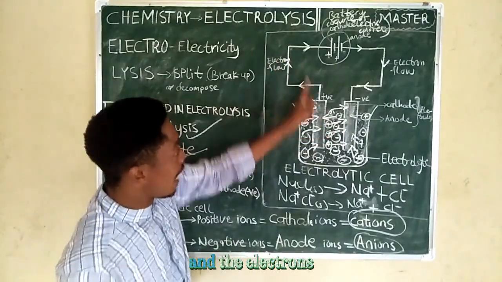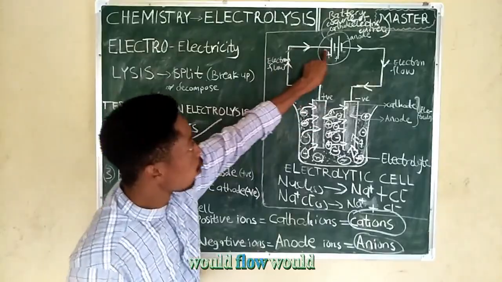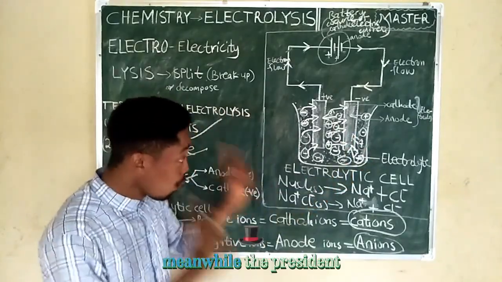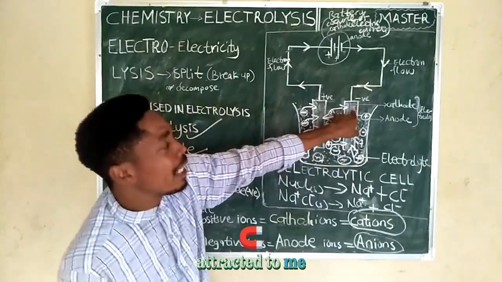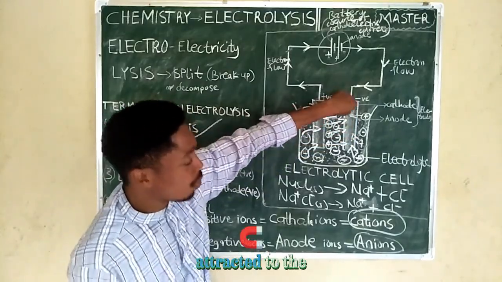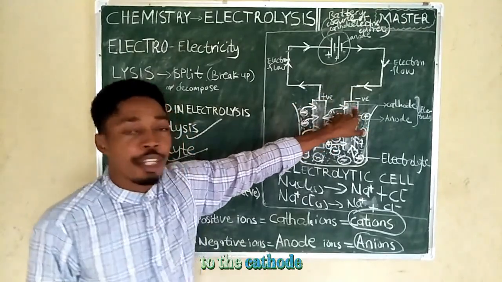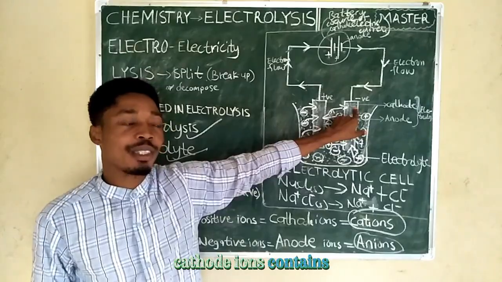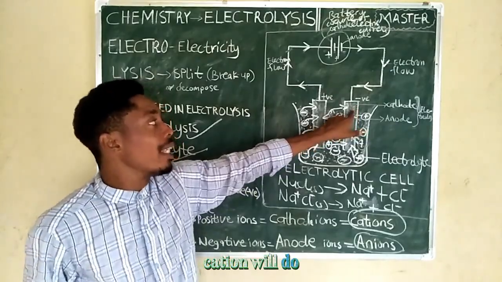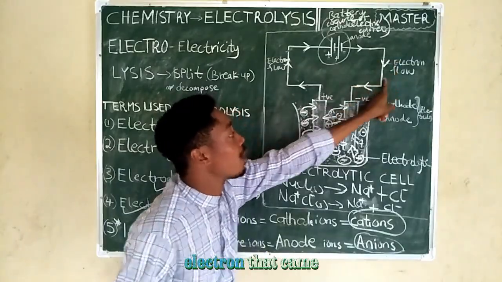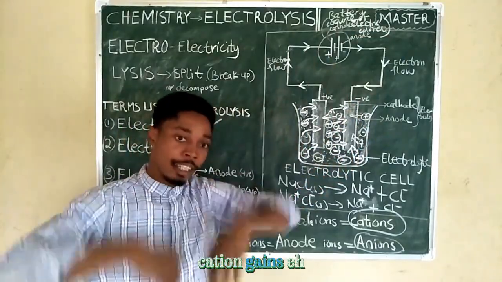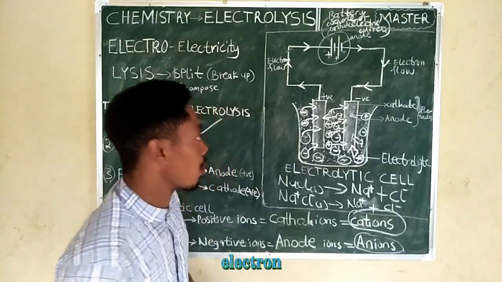So it will lose electrons, and the electrons which it loses would flow through this part and get to the cathode. Meanwhile, the positive ions were attracted to the cathode, or you say the cations were attracted to the cathode. When the cations are attracted to the cathode, remember that the cations contain less electrons. So what the cation will do is that it is going to receive this electron that came from the anode. So the cation gains electron.